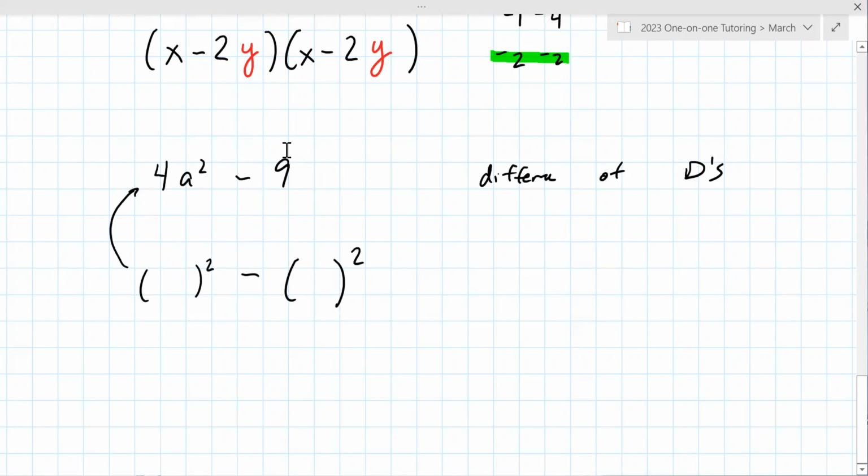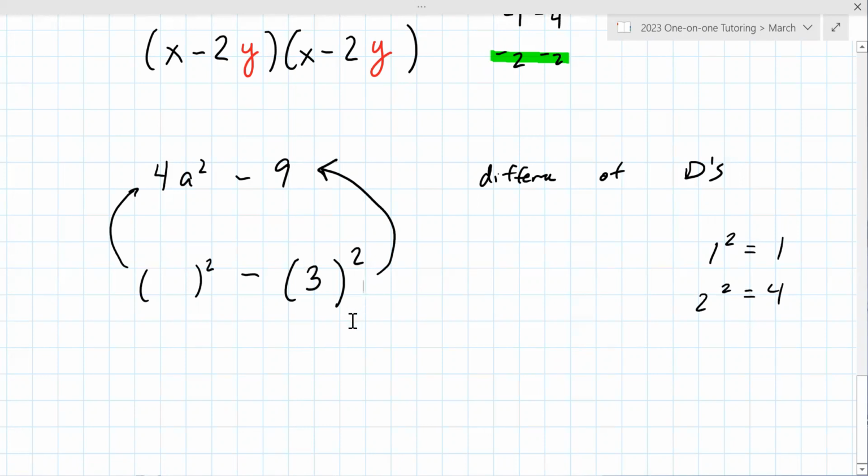I think the number's easier. So what number do you square to get back to 9? Square means to multiply by itself. I would say 1. 1 squared is 1. We want to get to 9. 2 squared is 4. So it'd be 3. Yes, very good.